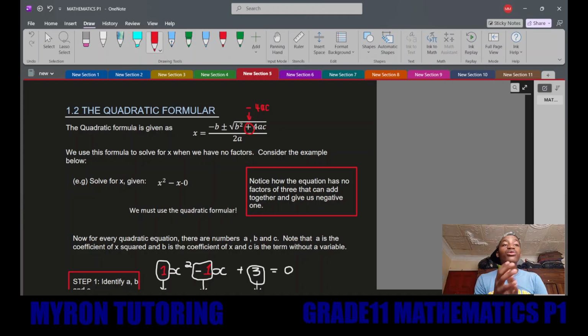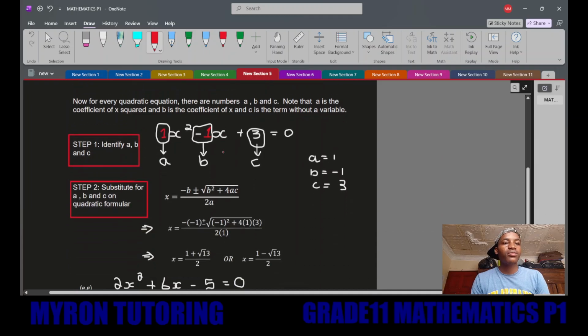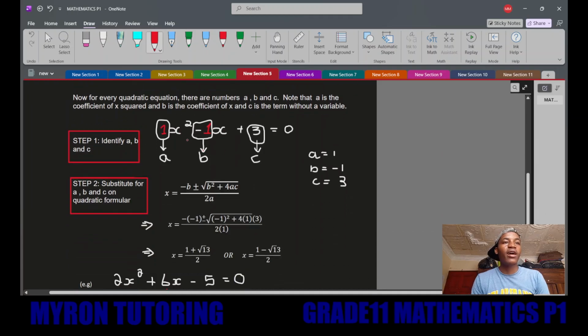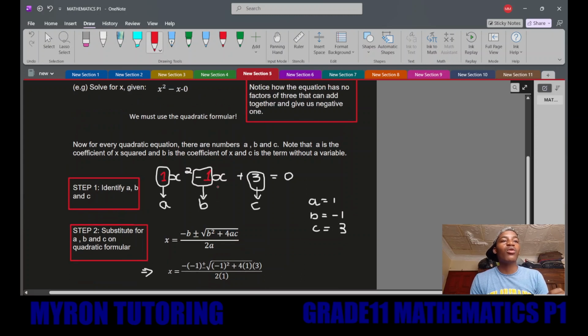So we use the quadratic formula when we have no factors. Consider the example I've given you below, where we have x squared minus x plus 3. This clearly does not have any factors. You can pause the video and try to solve it, but you'll find that it has no factors. Then that means we must now use the quadratic formula.